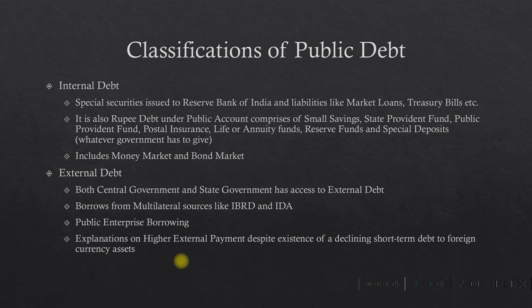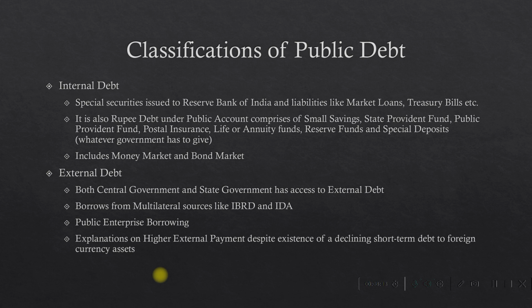So there is an irony also which is faced by the country in this context. It may be higher external payment despite the existence of short-term debt to foreign currency assets. So that concludes the explanations. Also, despite the increasing trend of external debt in the early 2000s, the key indicators have considerably improved over time. So in the later parts of the first decade of the 21st century, short-term debt to foreign currency assets has also declined consistently by a decimal point, confirming that within the public debt, 10% make up total external debt and 90% make up total internal debt.